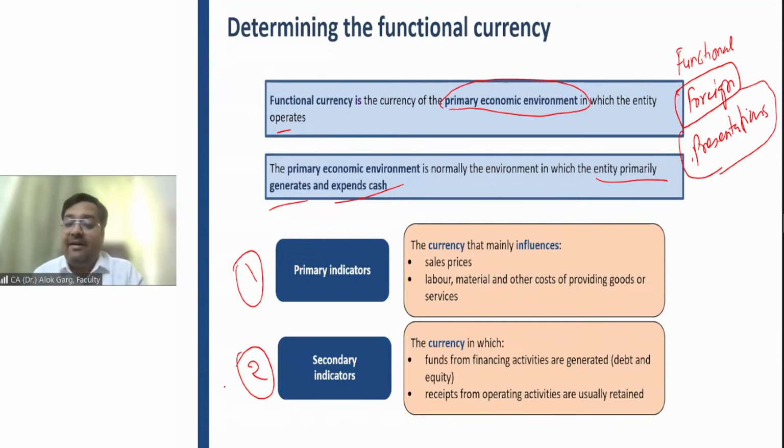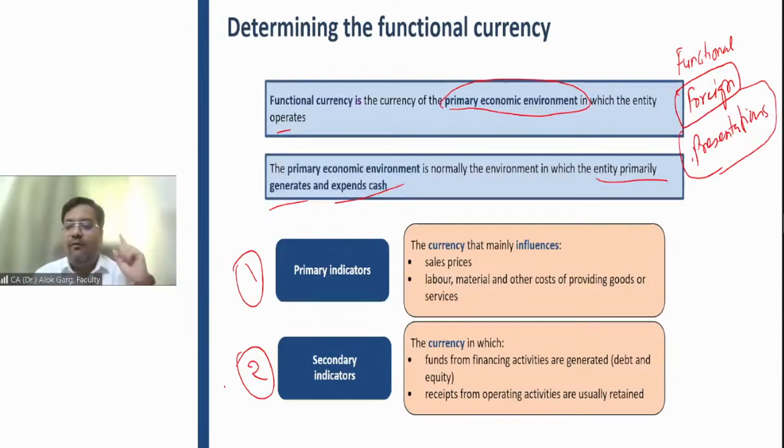Or you have to look at the currency in which the receipts from operating activities are usually retained. Whatever amount is coming, you have to look at in which currency bank account it is going to be maintained. So the companies are having an EEFC account, exchange earner's foreign currency account, right? For example, whatever residual is coming, the entity is maintaining in a US dollar account, which means the receipts from operating activities are retained in US dollar, right?